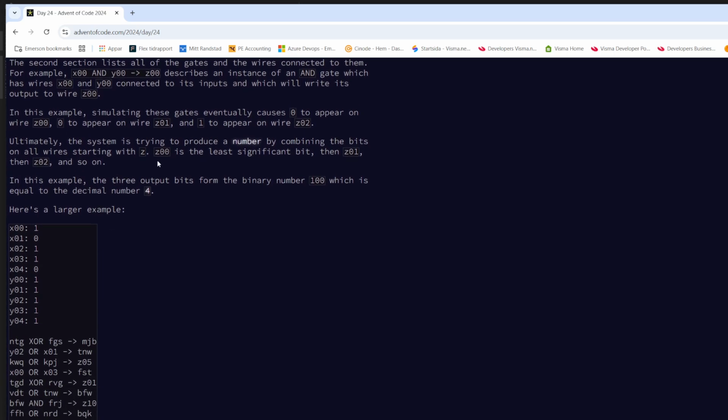Ultimately, the system is trying to produce a number by combining the bits on all the wires starting with z. z00 is the least significant bit, then z01, and then z02, and so on. In this example, the three output bits form the binary number 100, which is equal to the decimal number 4.